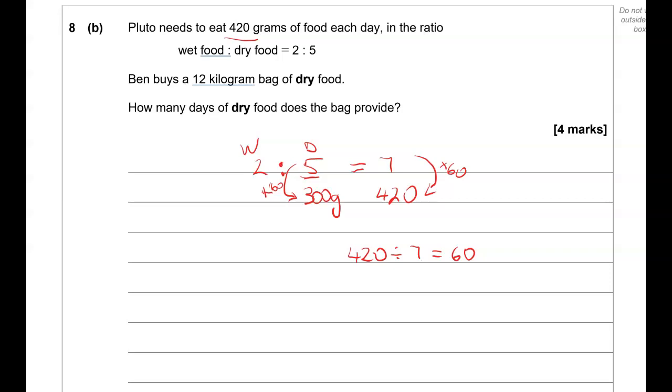Question is, Ben buys 12 kilograms of dry food, and how many days does that last? So we're going to have to convert 300 grams into 0.3 kilograms. So then we can go and do 12 divided by 0.3 to see how long this lasts. And that is equal to 40. So that's 40 days.